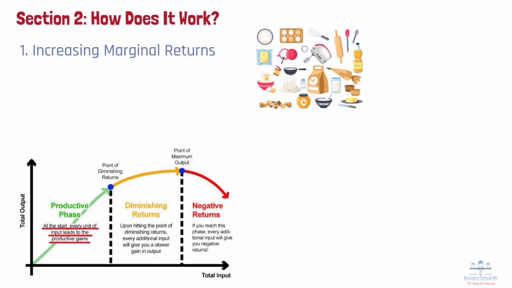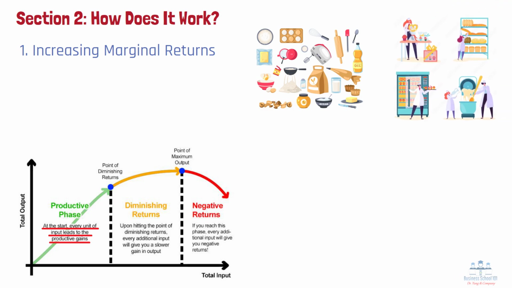For example, early on, when the bakery hires its first few additional bakers, production rises significantly because more hands are available to mix, bake, and package orders.